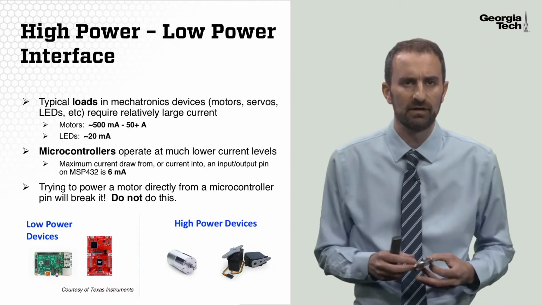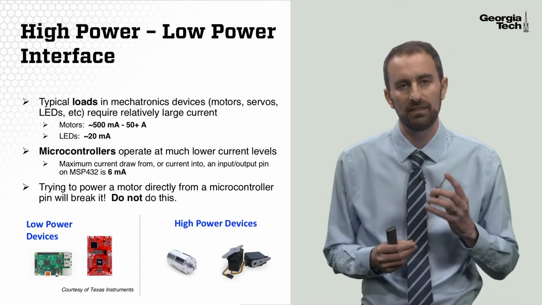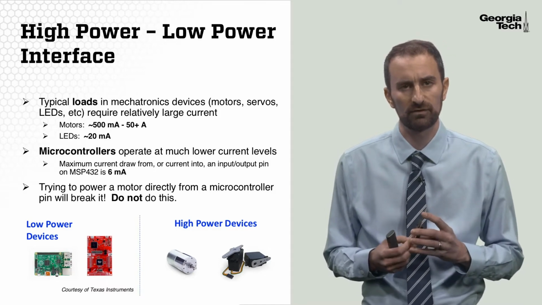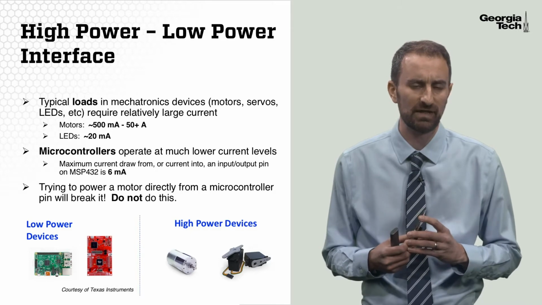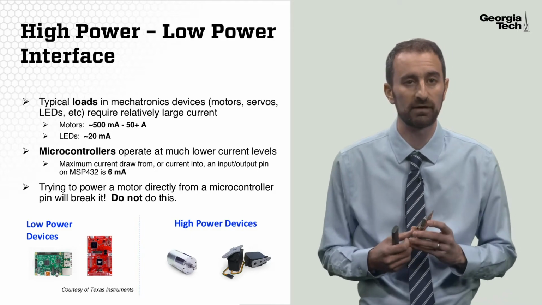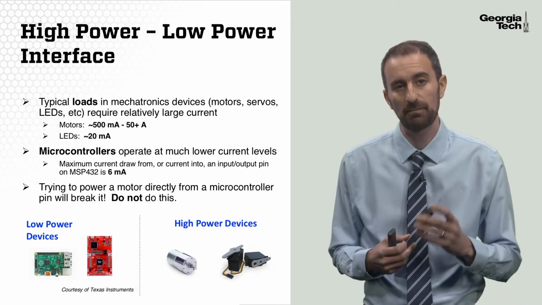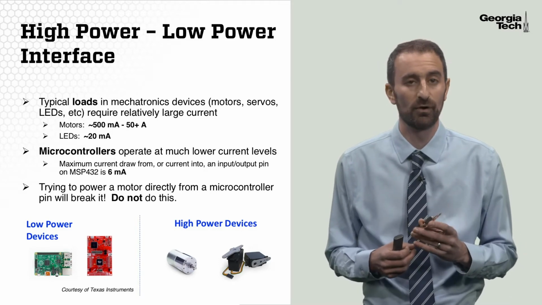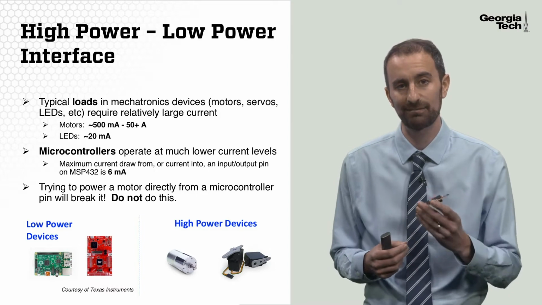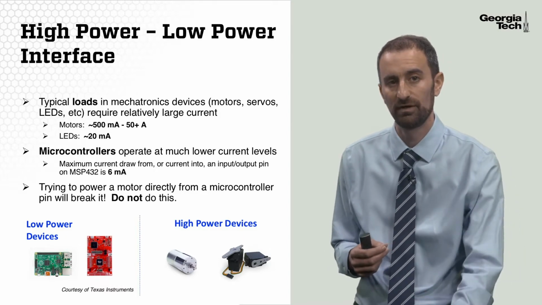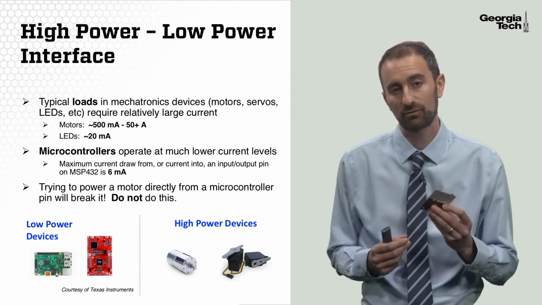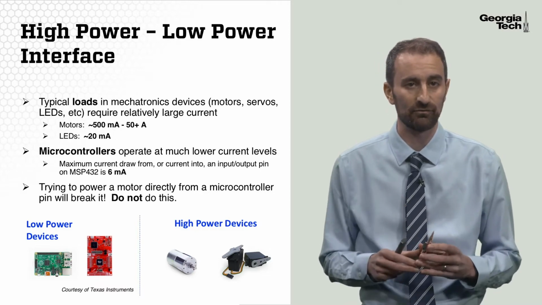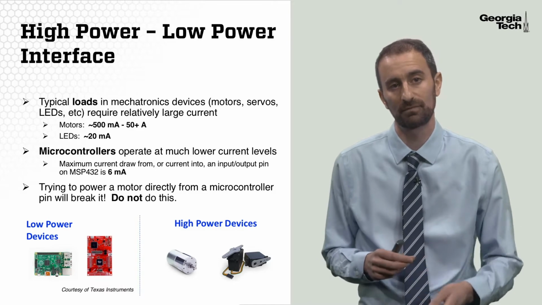For instance, the maximum current that you can draw from a pin of the MSP432 microcontroller is 6 milliamps. That's the maximum current you can draw from this microcontroller. So if you try to power a motor directly from this microcontroller, you would burn it out. So you don't want to directly power any high power loads from a microcontroller, and likewise you don't want to sink those high current values into a microcontroller. That can break the microcontroller.